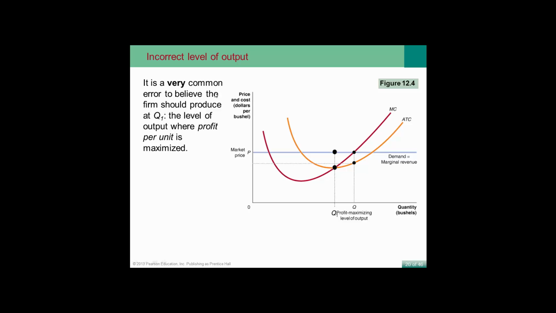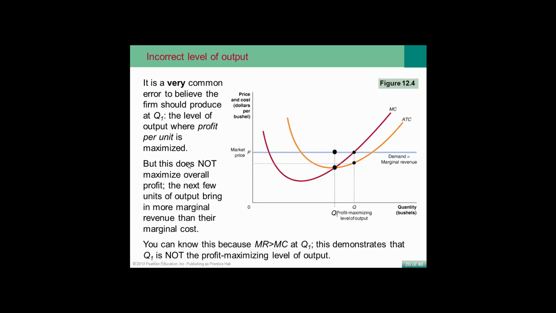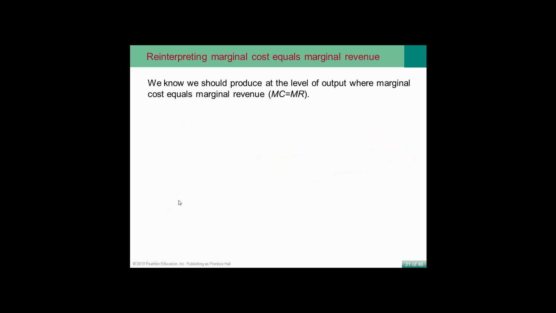It is a very common error to believe that the firm should produce at the level Q1, but actually it should produce here. But this does not maximize overall profit. We're looking to maximize overall profit.